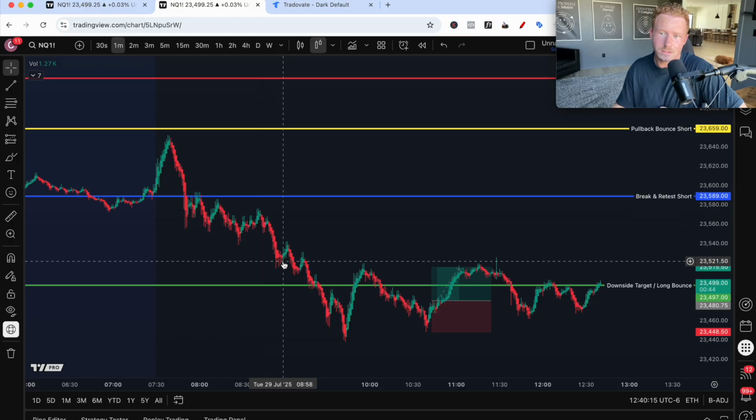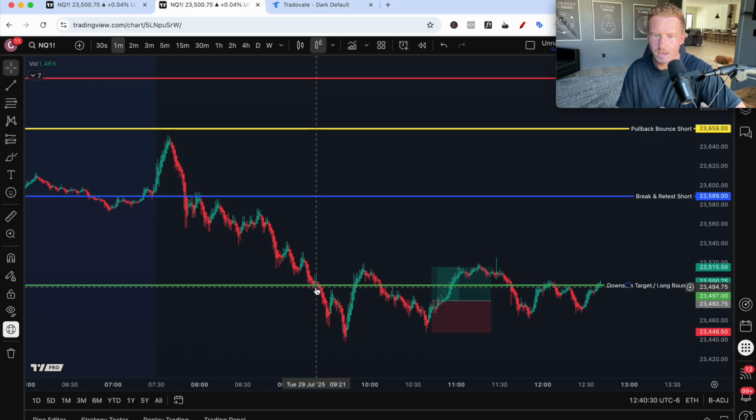So at that point, I was kind of frustrated because I knew I wanted to go short. I had two short ideas. Both of them pretty much almost played out, but I didn't get to make any money off of them. So it was kind of frustrating. We got down to this green line.